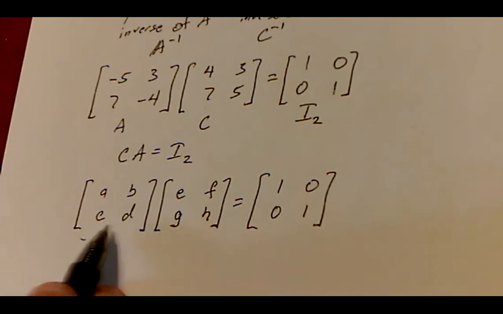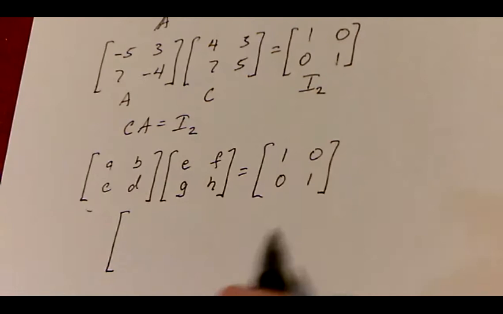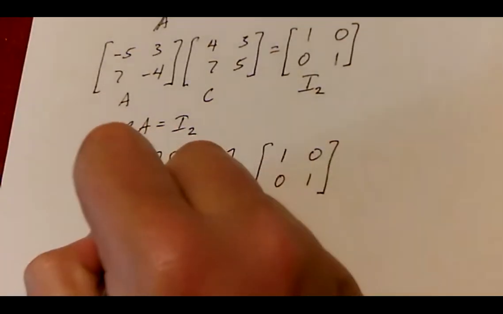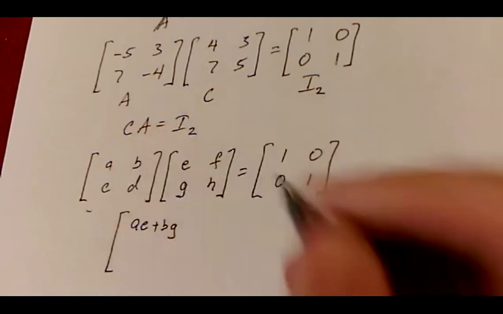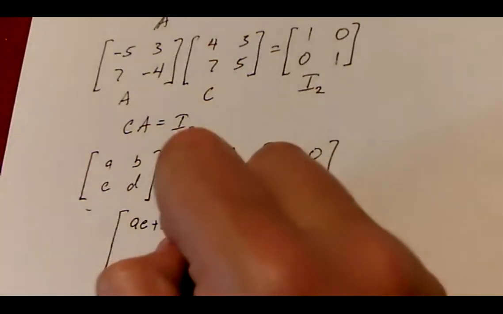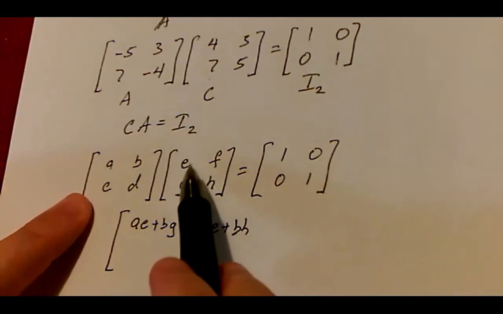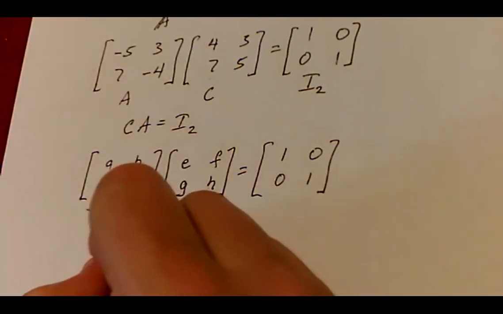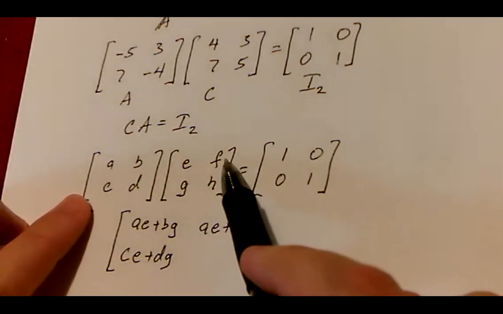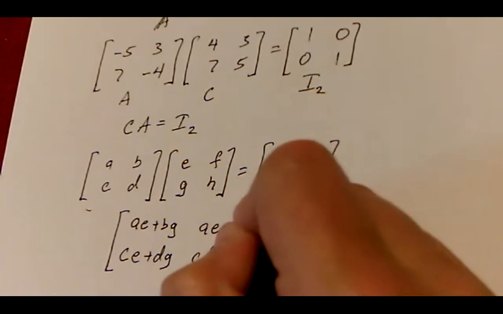I know how to multiply these matrices. It's pretty abstract here, but I could still do the multiplication. I get A times E plus B times G. So AE plus BG. First row, second column, I get A times F plus B times H. So AF plus BH. Second row, first column, I get CE plus DG. And second row, second column, I get CF plus DH.